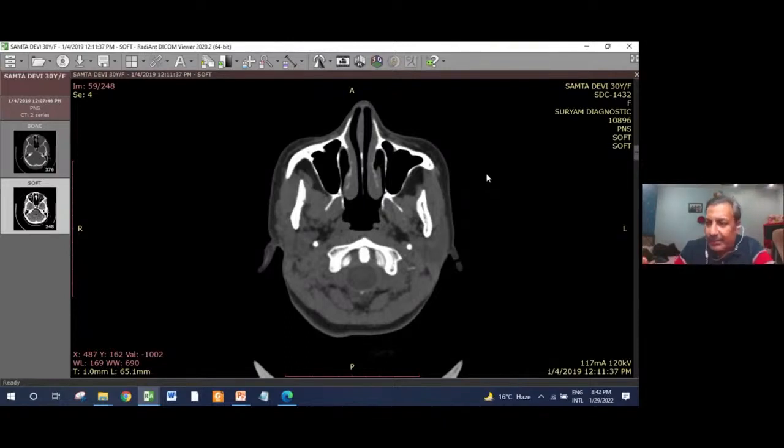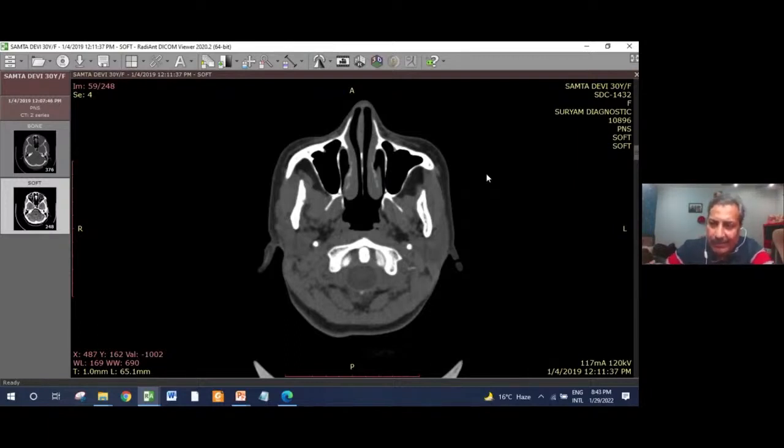But for the rest of the things, for any other pathologies, maybe tumors or anything, the MRI is the investigation of choice. For various reasons, we always discuss that, and whenever time permits, next we will give you details of the importance of the MRI in paranasal sinus pathologies. That is very, very important to understand.